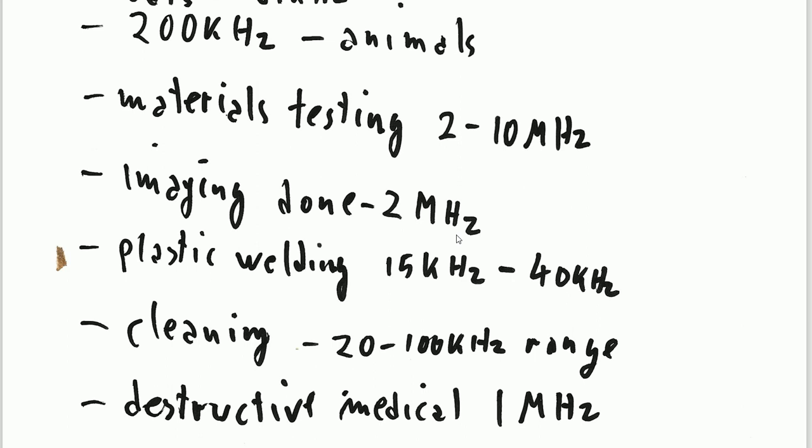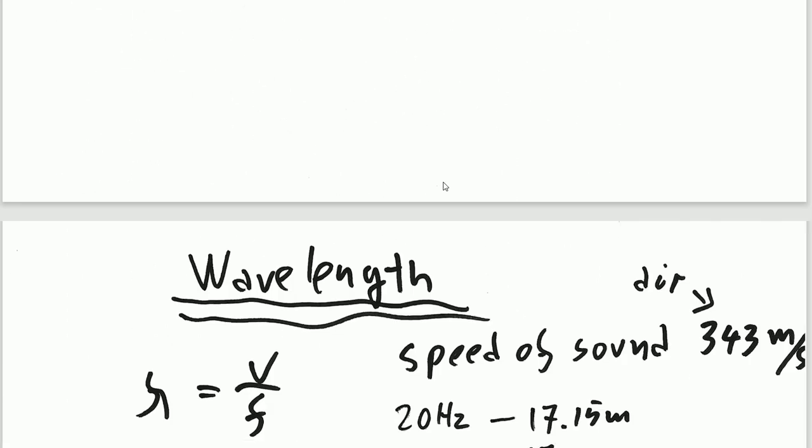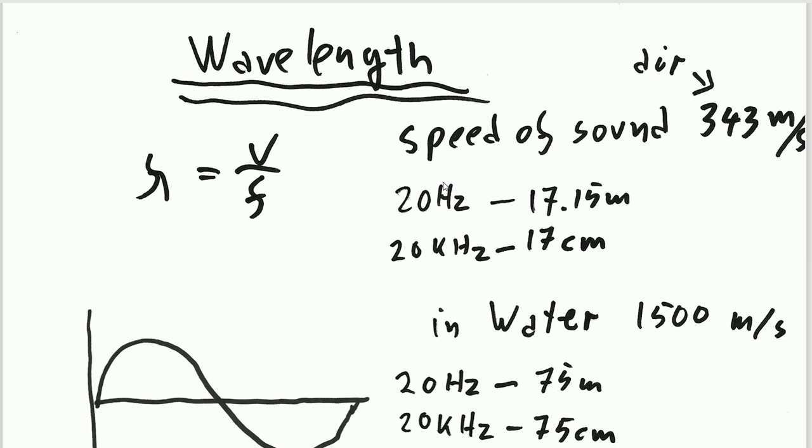They're small crystals, and the frequencies applied to them make them start vibrating at very high rates. Okay, back to wavelength. The speed of sound is about 340 meters per second. So at 20 hertz, the wavelength is about 17 meters. At 20 kilohertz, it's 17 centimeters.